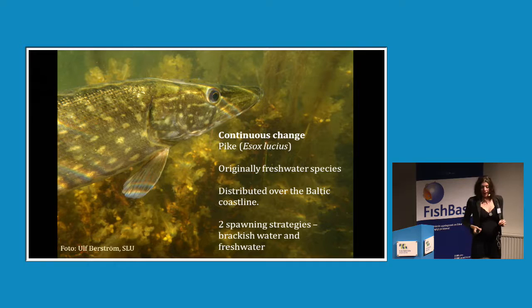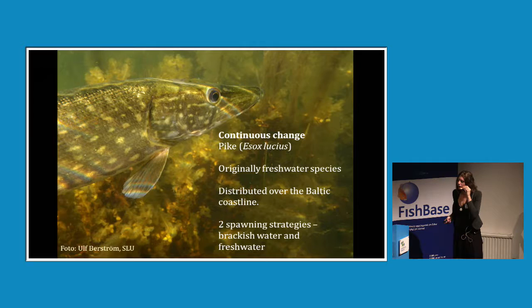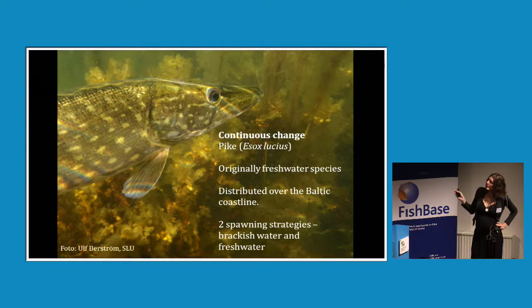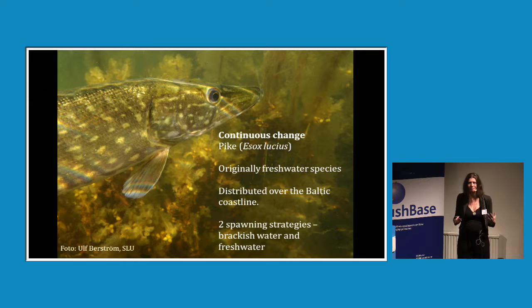And now we move on to this third type of species, the species with a continuous change. And we're going to focus on Baltic pike, which is my favorite species in the Baltic Sea, so I'm going to stay on this for a little while. And just a short background. So the pike is originally a freshwater species, but it has adapted to the low salinity waters in the Baltic. And it's present all over the Baltic coastline.